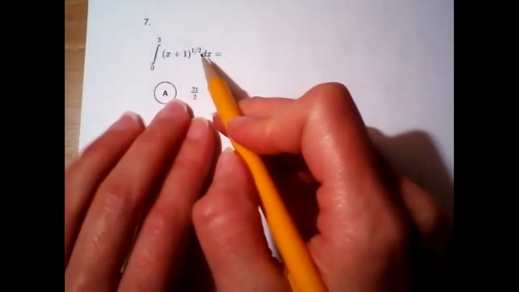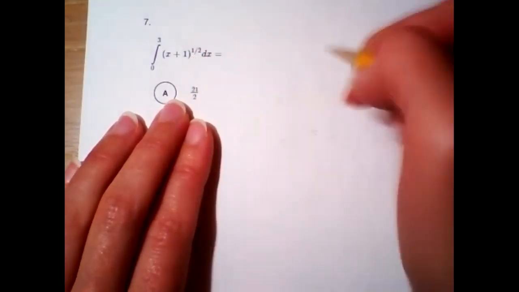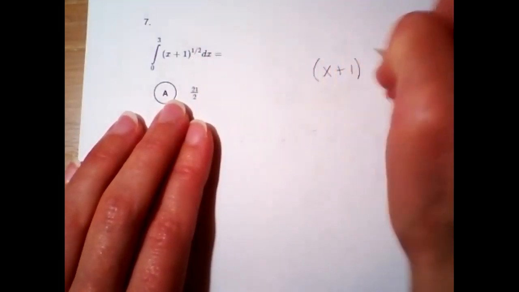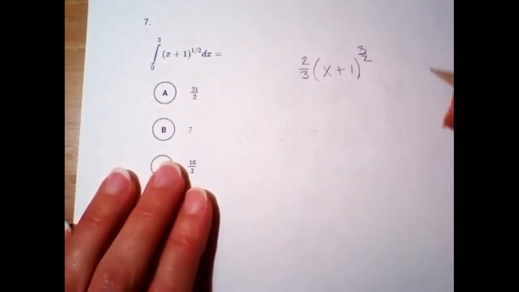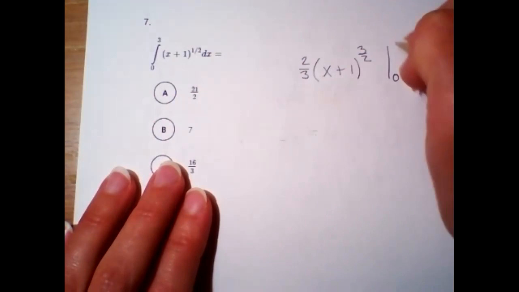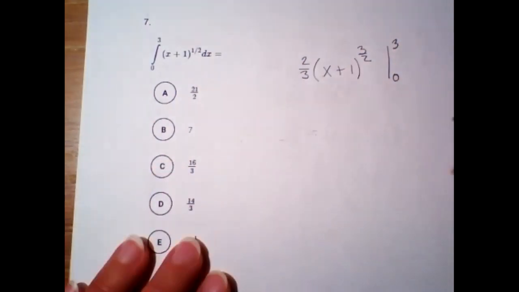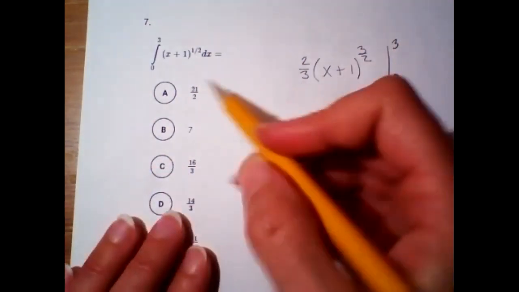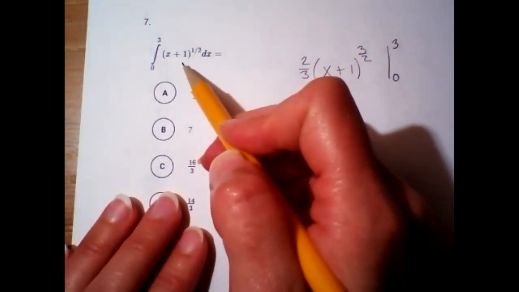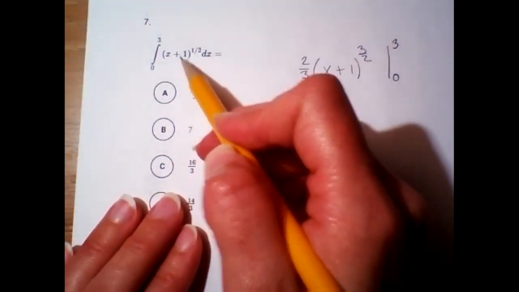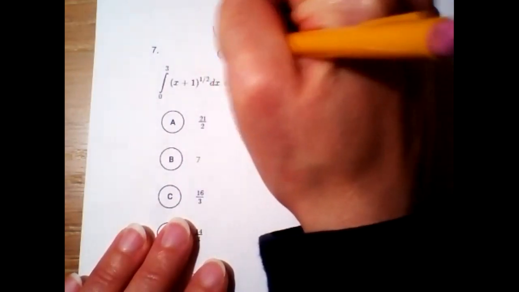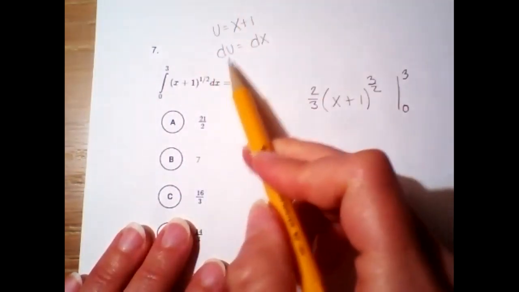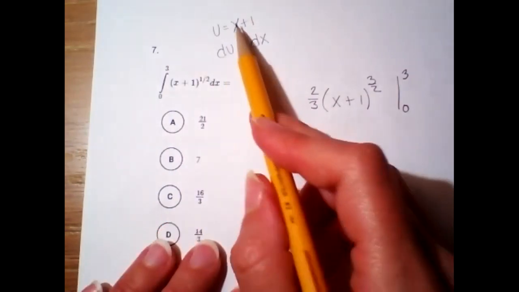All right, here we're going to add 1 to the power, so that would make that a 3/2. And then out front, we're going to need a 2/3 and evaluate from 0 to 3. And if you're like, hey, what happened to the u substitution? It's there. You just don't need to write it out for this one. You can if you want to, but u is just going to be x plus 1, and that derivative is just 1 dx. So there's no adjustment that needs to happen there.